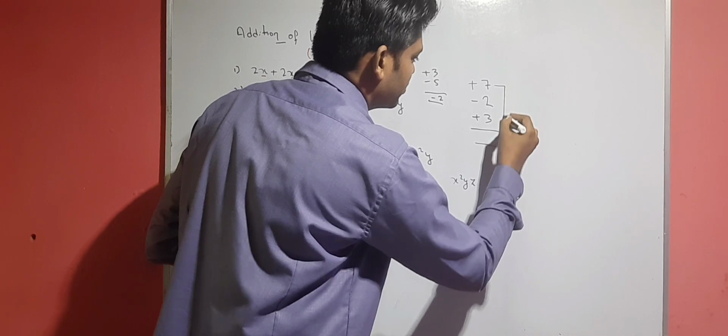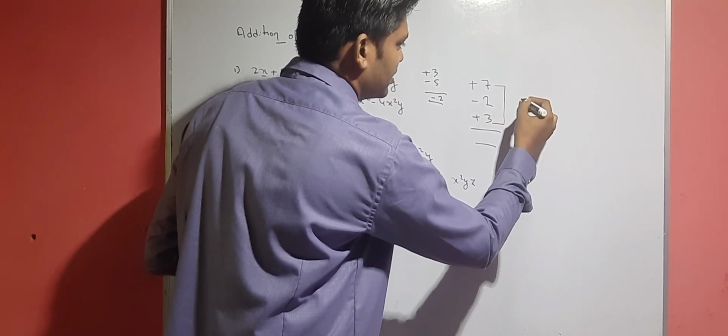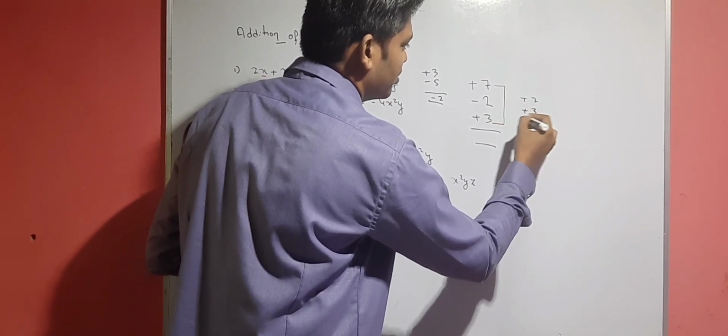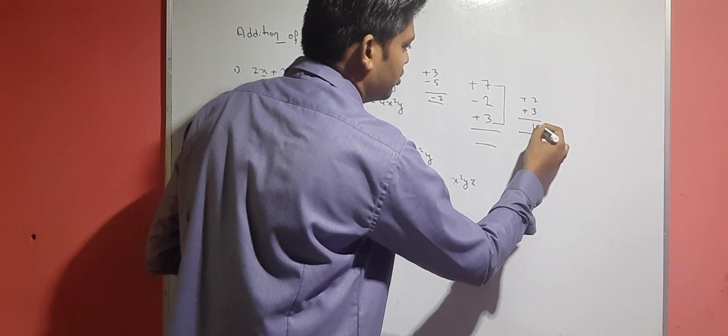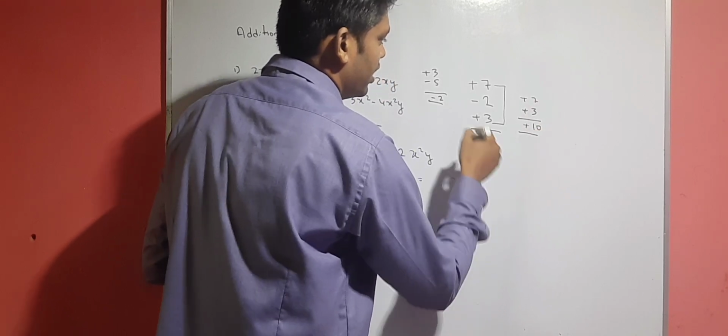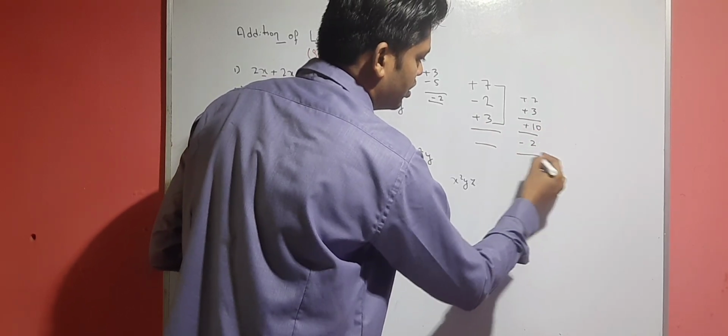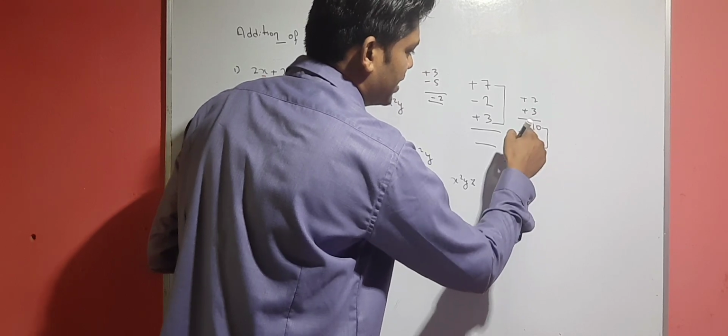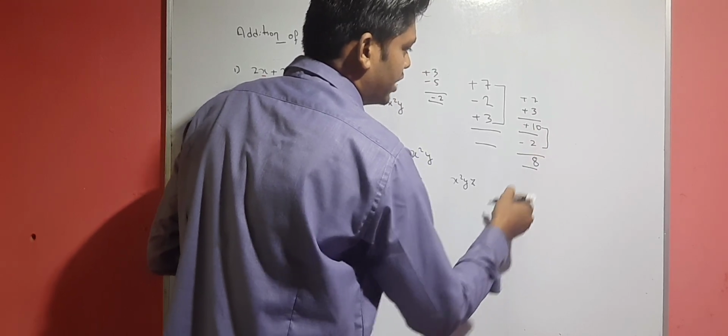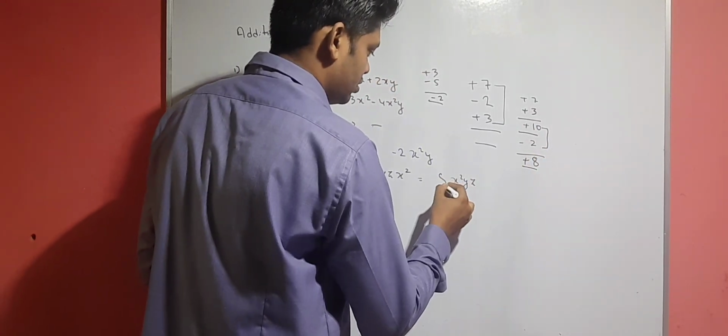So I will take the simple numbers. So plus 7 and plus 3 I will do first. It will be plus plus plus, you will add. The bigger number is 7, plus. And minus 2 is left. So minus 2. Now plus minus minus I have to do, the sign will be of the bigger number. So plus 8.